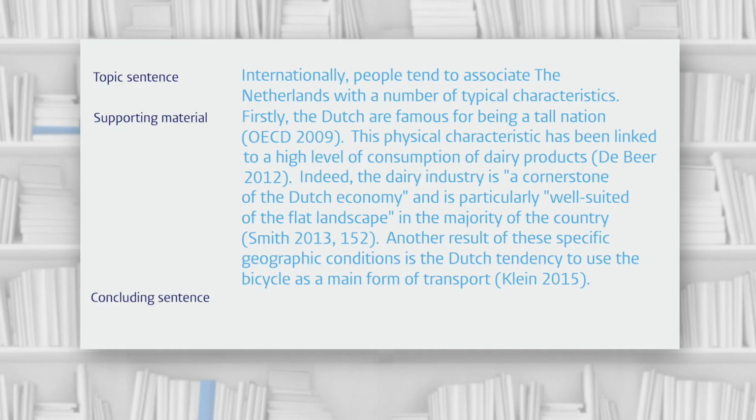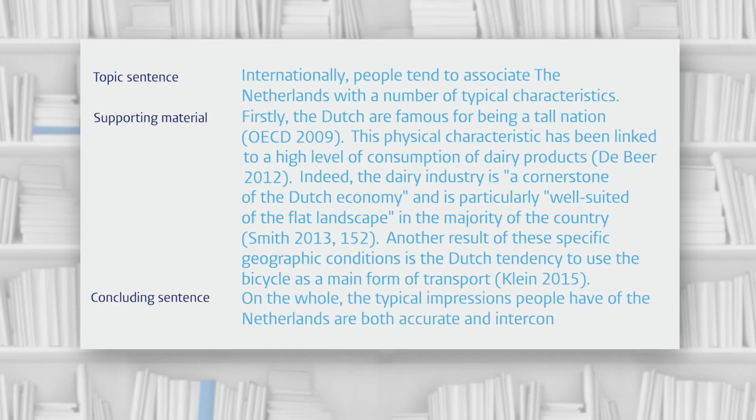This concluding sentence gives a combined summary and reflection on the topic sentence and supporting material. On the whole, the typical impressions people have of the Netherlands are both accurate and interconnected. When you use a concluding sentence, think about how it sets the stage for the following paragraph. For example, from this final sentence, perhaps I could go on to draw a contrast with less well-known characteristics of Dutch culture.